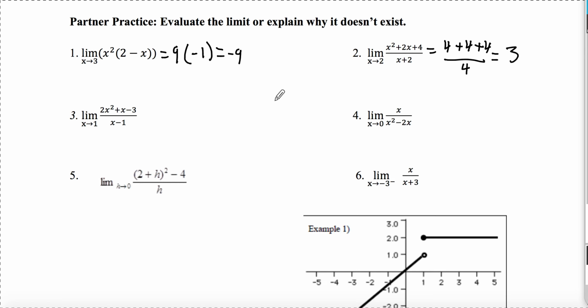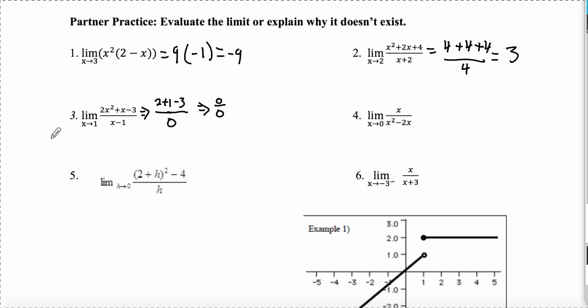Let's take a look at this guy. Ooh, let's see. Something's a little different here. I can already tell because I know the denominator is going to be 0. So this is going to lead us to, if I plug in 1, that'll be 2 plus 1 minus 3 over 0. That's going to give us 0 over 0, huh? So we got to do some factoring here and figure some stuff out.